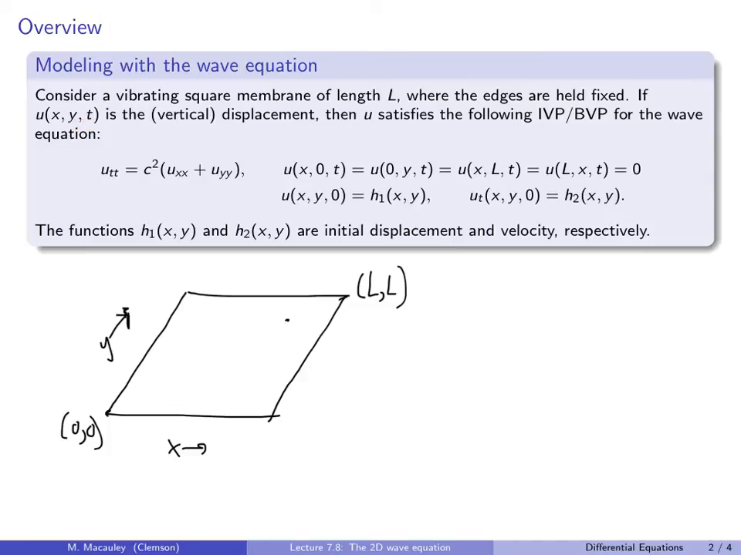So then U satisfies the following initial and boundary value problem for the wave equation. This is the wave equation at left. This is just physics, the fact that U will satisfy this. These are boundary conditions. You've seen this before.